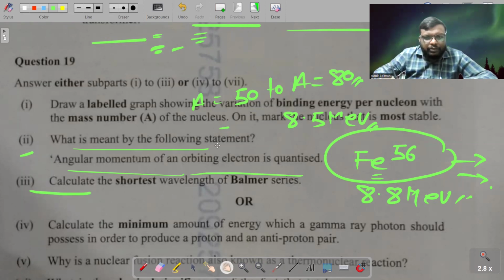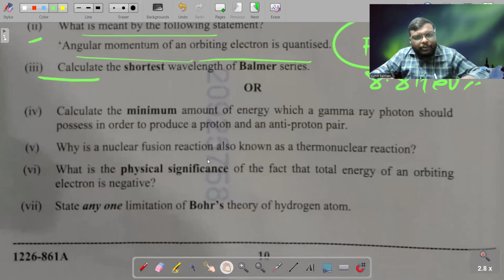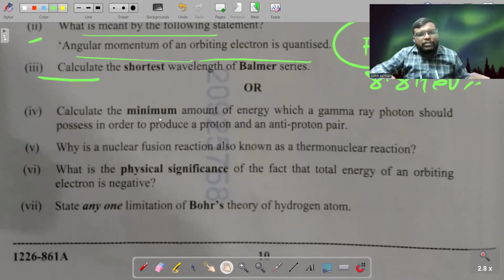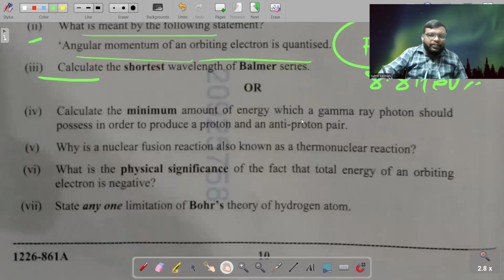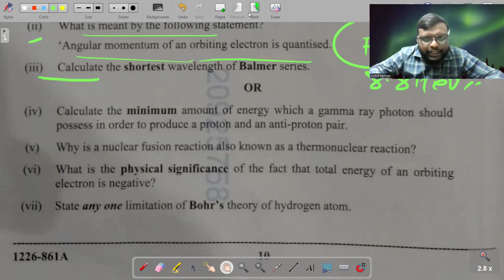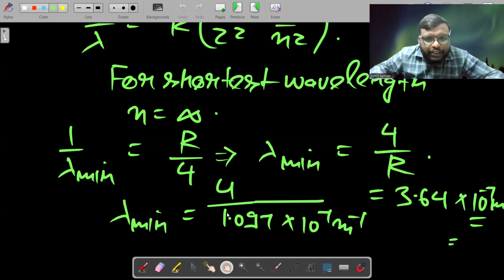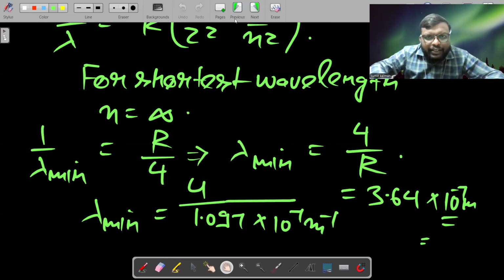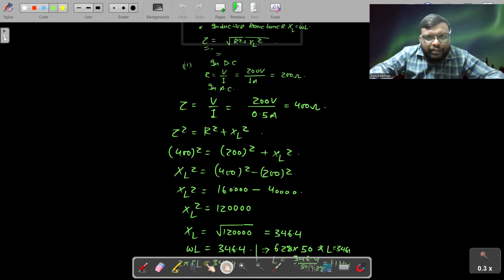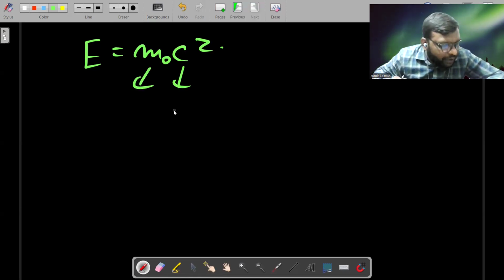Now next, in the next problem students, the next problem is like this. You have to calculate the minimum amount of energy which a gamma ray photon should possess in order to produce a proton and an anti-proton pair. So students, according to Einstein, if the body is at rest, so it has rest mass energy, and it is given by E is equal to m naught c square, where m naught is rest mass and c is speed of light.